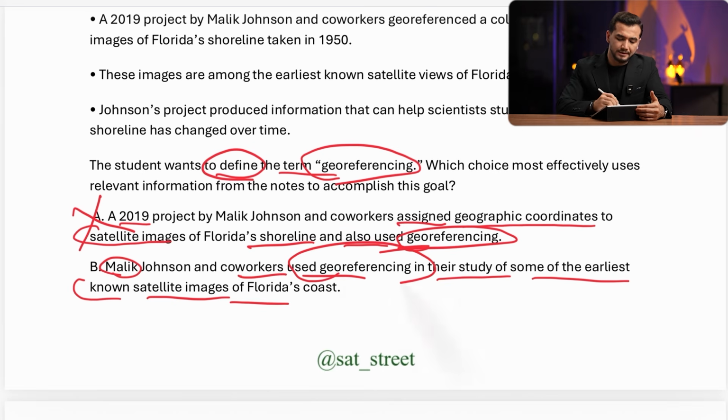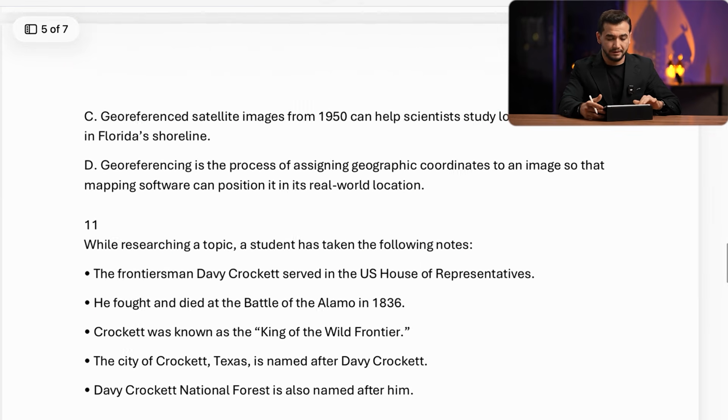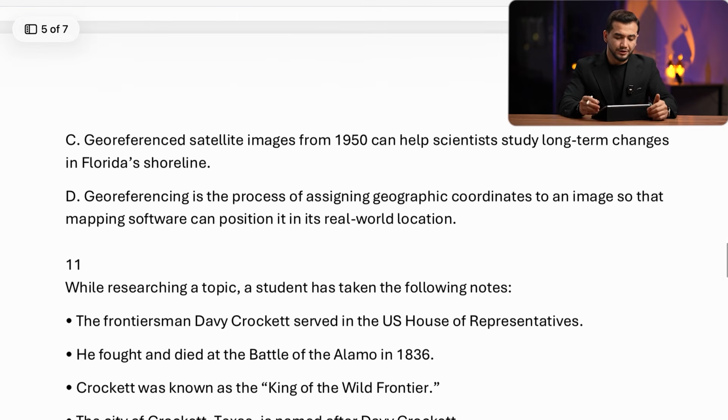They're just saying that they used it, but they don't explicitly say what it is, right? They don't explain, but we need a definition. C. Georeferenced satellite images from something can help scientists study long-term changes. So it's more about its benefit, but what it actually is we don't know.